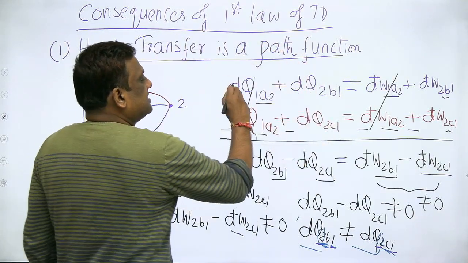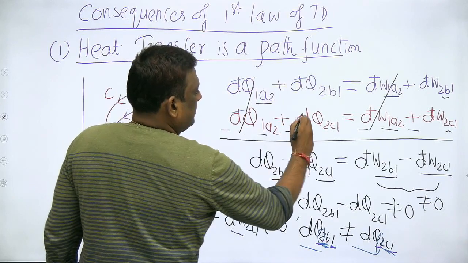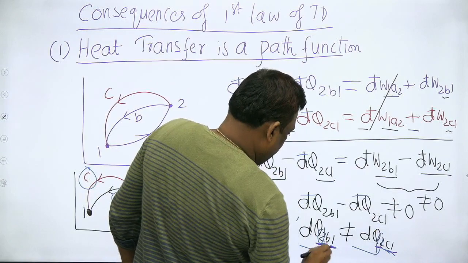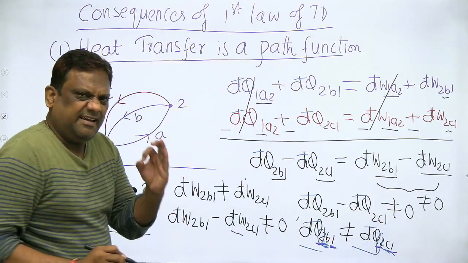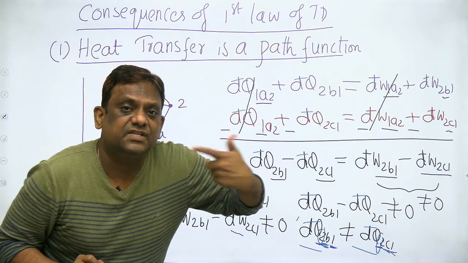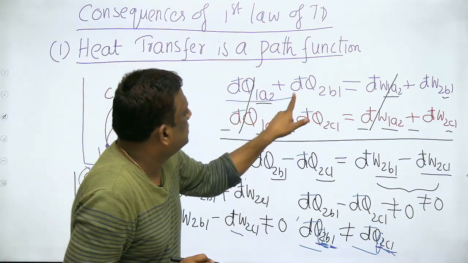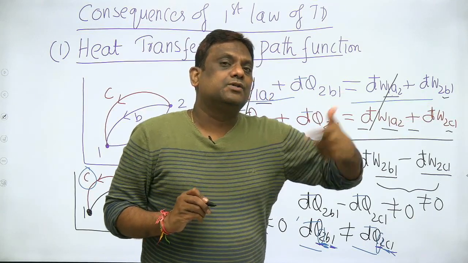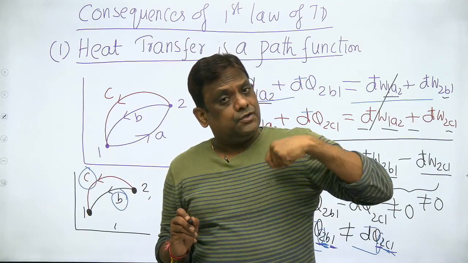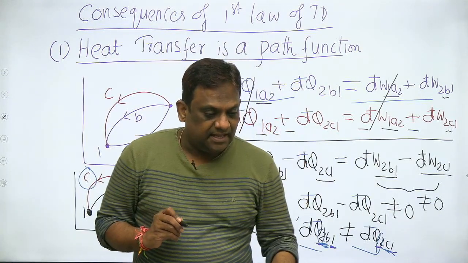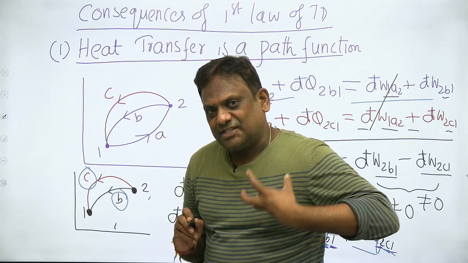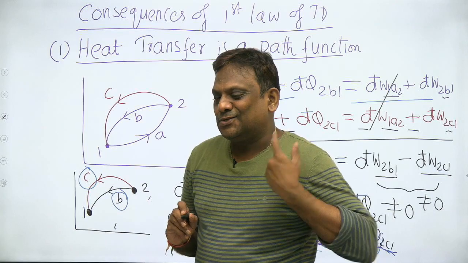So therefore, it is established. All path functions are written as d dash. So now I write this. It is clearly established from the first law. Which law have I used to prove that heat transfer is a path function? I have used sigma q is equal to sigma w. What is sigma q equal to sigma w? It is the first law of thermodynamics. So he may be asking in examination, according to which law of thermodynamics heat transfer is a path function? It is the first law of thermodynamics. So now it is an established fact that heat transfer is also a path function.